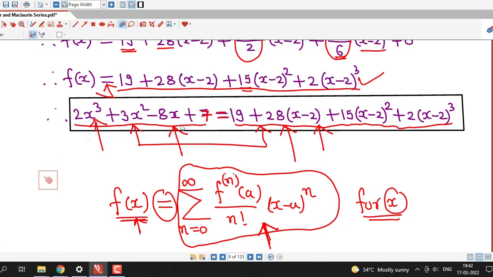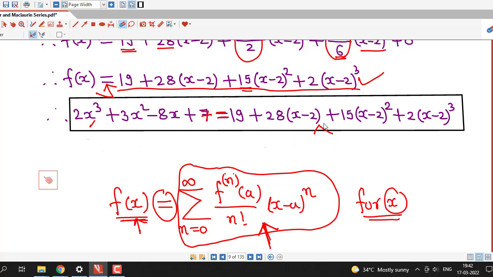We require the representation of the polynomial function in terms of x minus 2. So this is our answer. We must keep this right hand side as it is. This is the given function f(x) expanded in powers of x minus 2. So this is our answer for the given question.